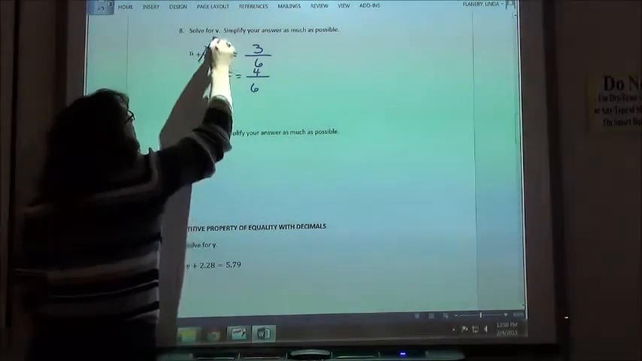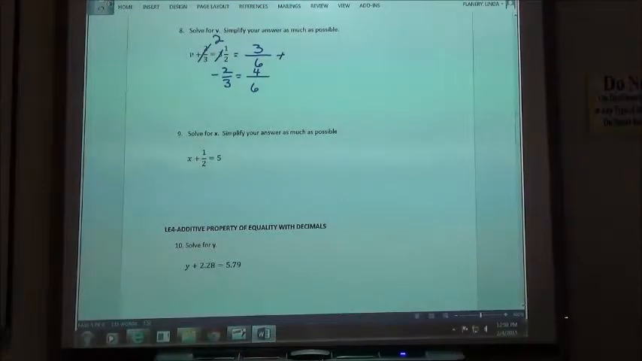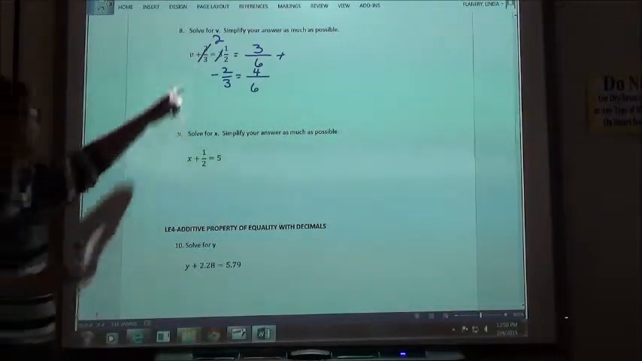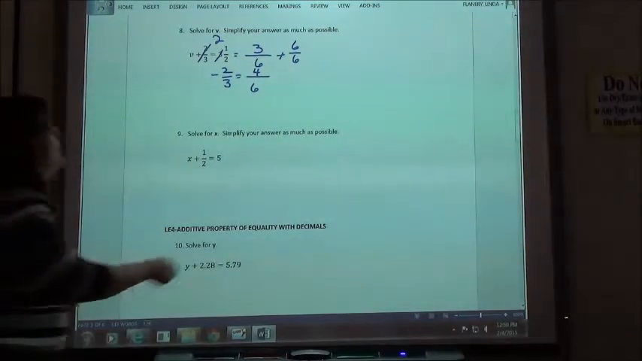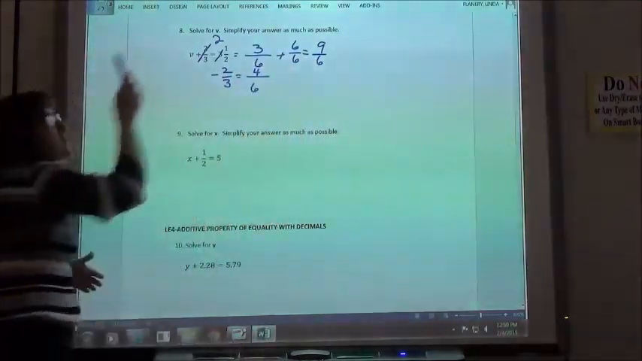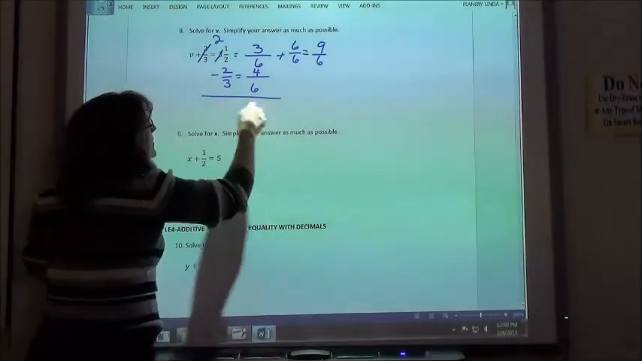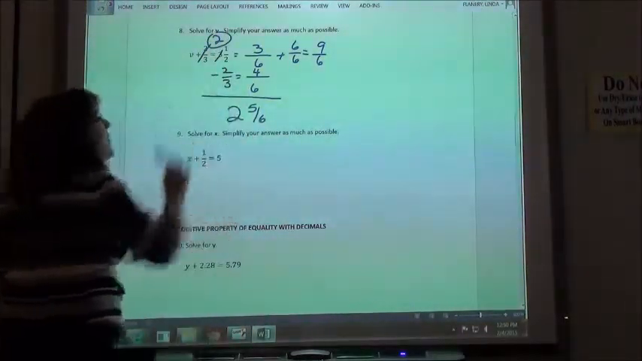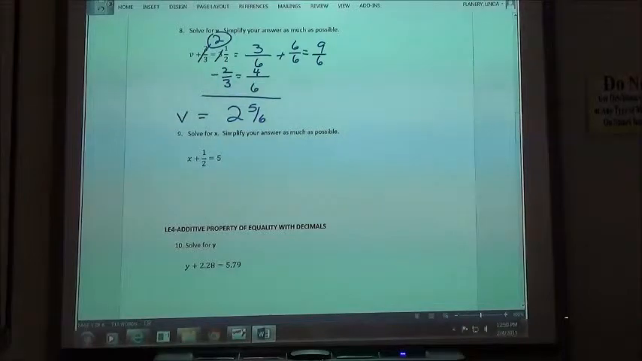I borrow 1 from the 3 and make it a 2, and what do I add to my 3/6? 6/6, right? Remember when I borrowed 1? I had to do it in terms of my denominator, so 1 is 6/6. So 3/6 plus 6/6 is now 9/6. Then now I can take 9/6 minus 4/6, then I get 5/6. Can't simplify that, but I still have this 2 up here. So 2 and 5/6 is what v is going to be equal to. See, we can't forget our first chapter we did. It keeps coming back.